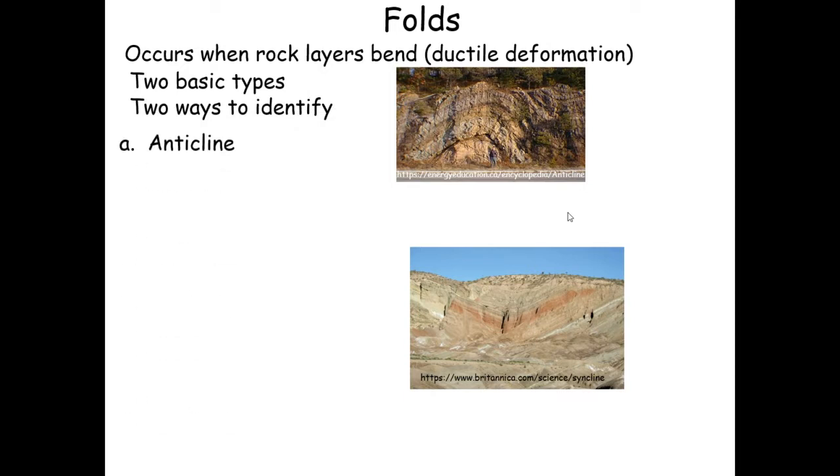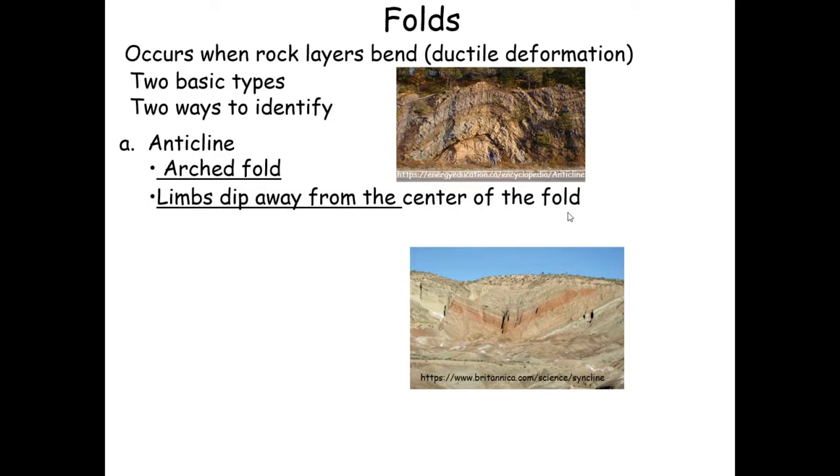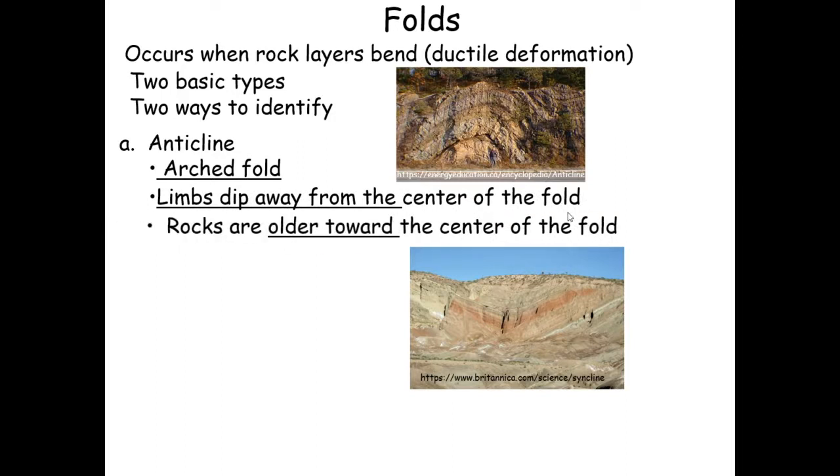So an anticline involves an arched fold. The limbs, the sides of the fold, dip away from the center, and also the rocks increase in age towards the center of the fold. So they get older towards the center. This diagram at the top, this is an anticline, and you can see how the fold is arched and the limbs dip away from the center.